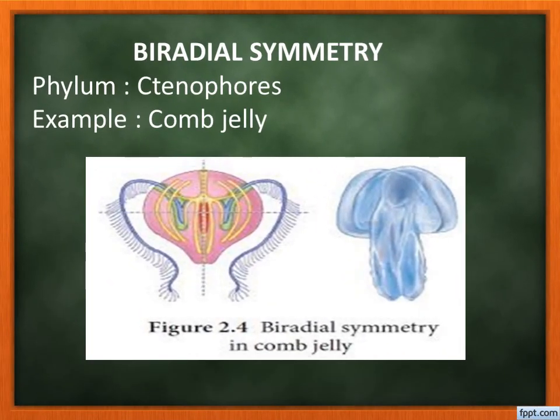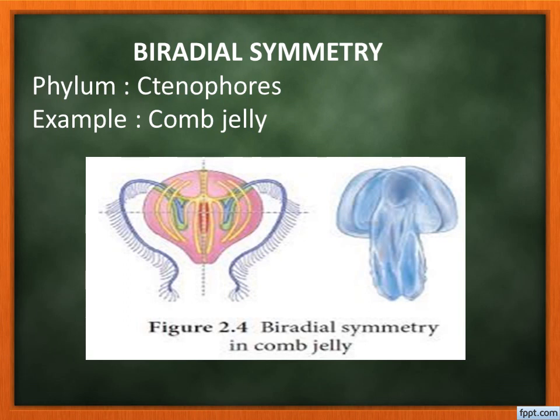Biradially symmetrical. The first one, radial symmetrical, we said, right? We can get two equal halves in any plane. But biradial symmetrical means only in two directions we will get two equal halves. Only in two directions we will get these two equal halves is called biradial symmetrical.